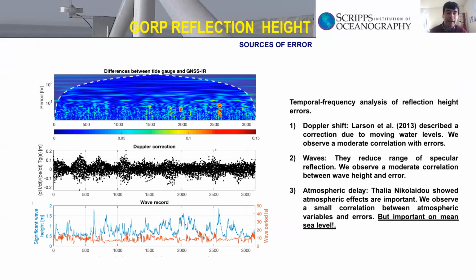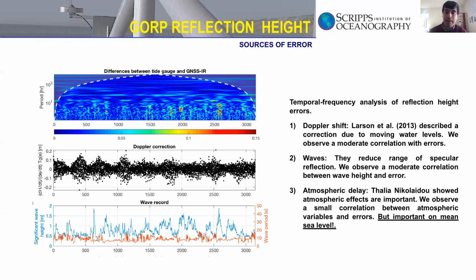We first analyzed a Doppler effect, which was identified by Christine Larson in 2013, which is related with an error in the determination of the reflection height because of the motion of the sea surface while we are doing the measurement. So if we have accurate values, an accurate time history of the water level, we can finally correct for that Doppler effect related with the sea surface motion.